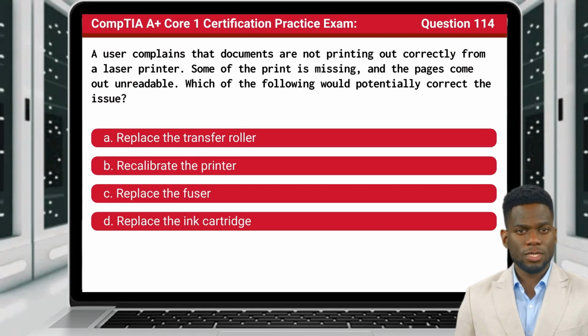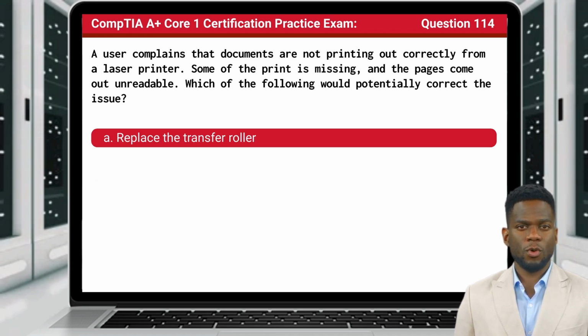Question 114. A user complains that documents are not printing out correctly from a laser printer. Some of the print is missing, and the pages come out unreadable. Which of the following would potentially correct the issue? The answer is A. Replace the transfer roller.